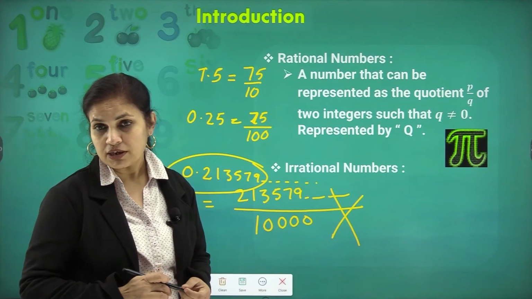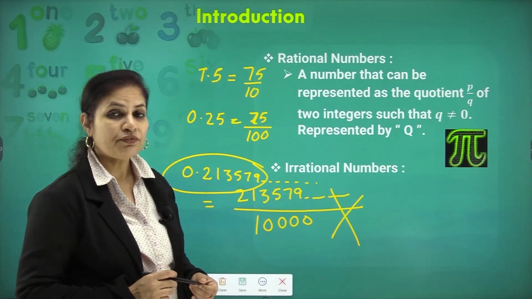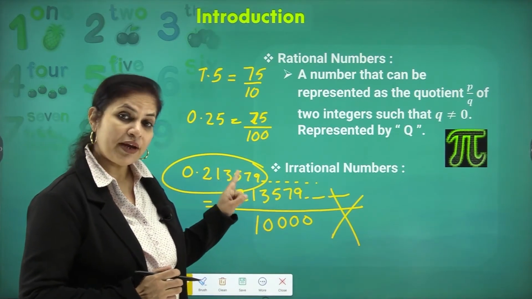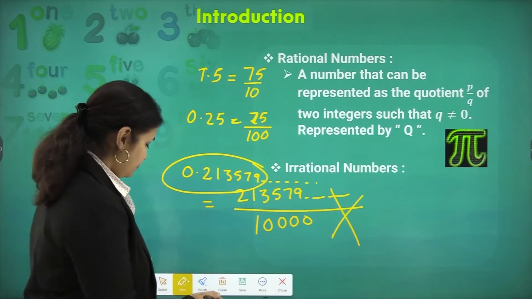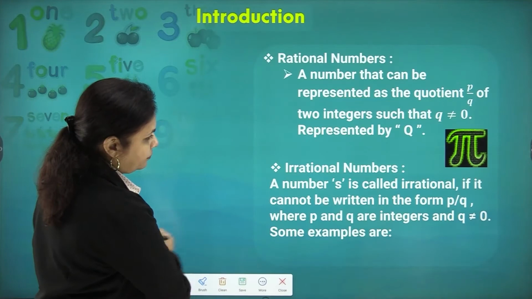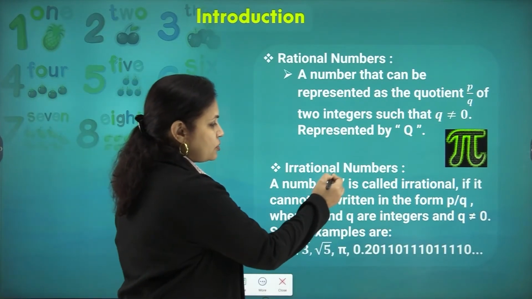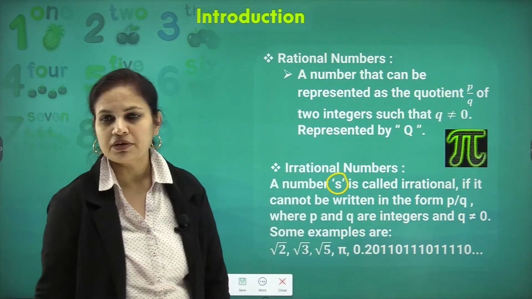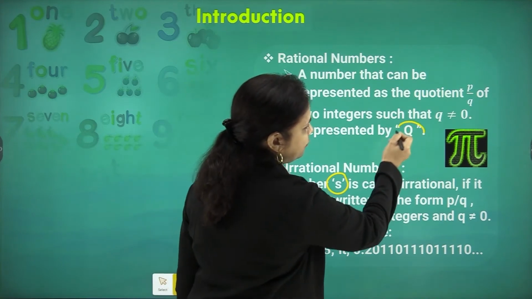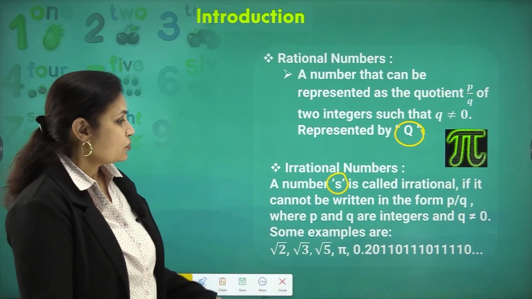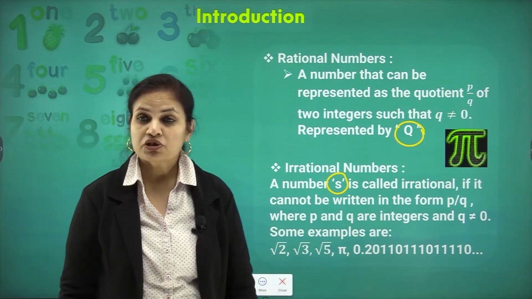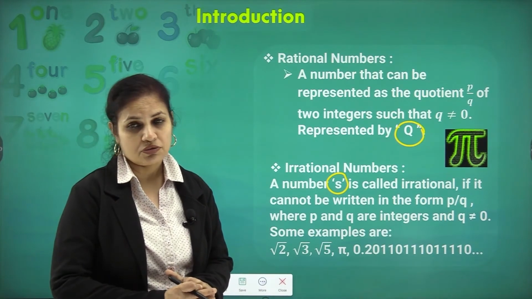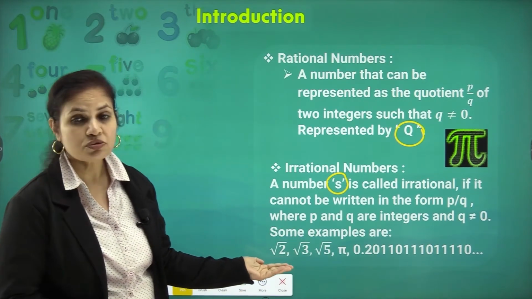So what is an irrational number? One which cannot be represented in the form of P upon Q. We'll learn more about irrational numbers, and where we get these irrational numbers. The symbolic representation of an irrational number is S, and the symbolic representation of a rational number is Q. So a number S is called an irrational number if it cannot be written in the form of P upon Q, where P and Q are integers and Q is not equal to 0. They have given you the examples root 2, root 3, root 5.